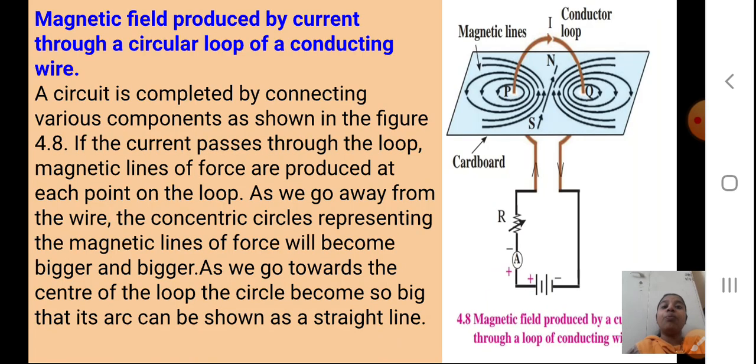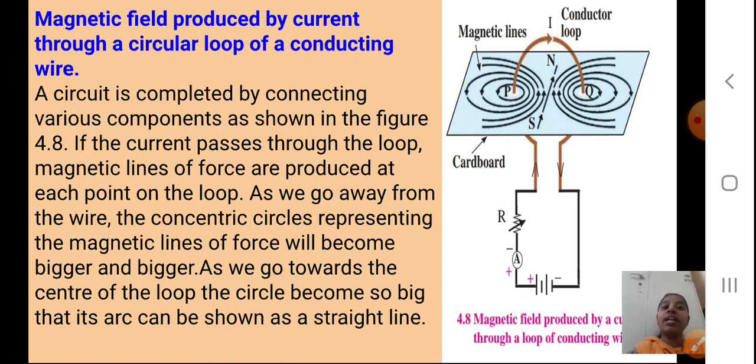Now, the next part we are going to study is the magnetic field produced by current through a circular loop of a conducting wire. I have sent some video also in the group. I hope you have seen that. So, some of the part is clear to you. A circuit is completed by connecting various components as shown in figure 4.8. You can see a circuit is there.